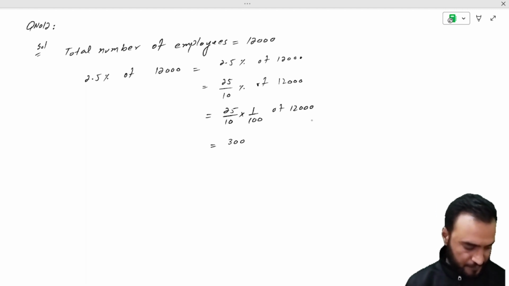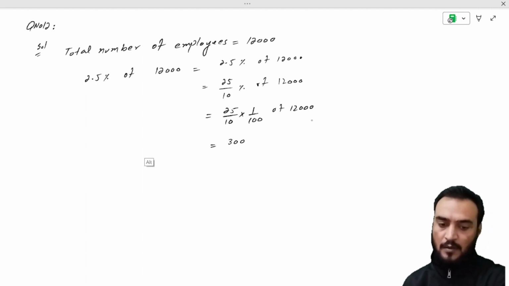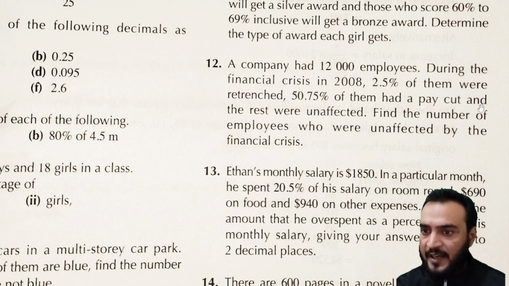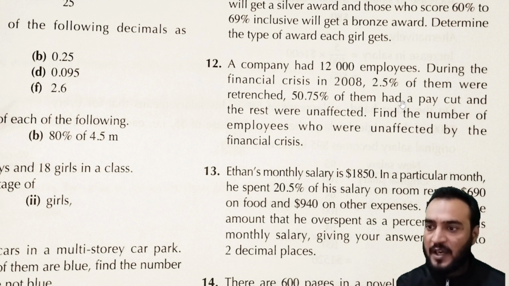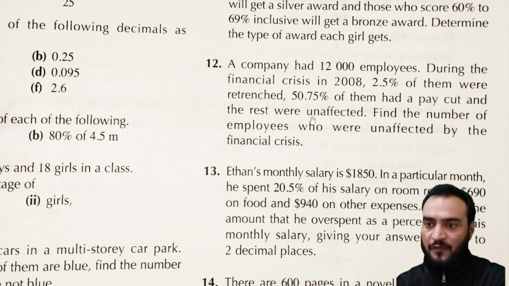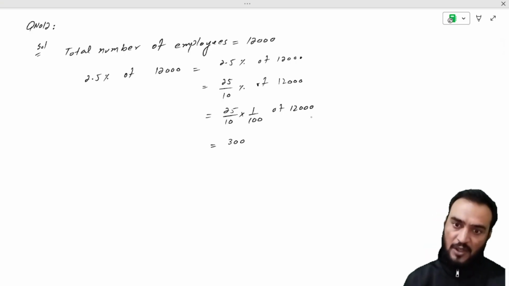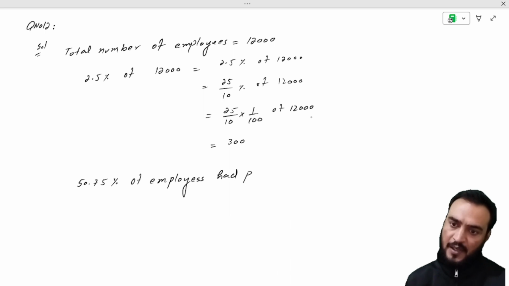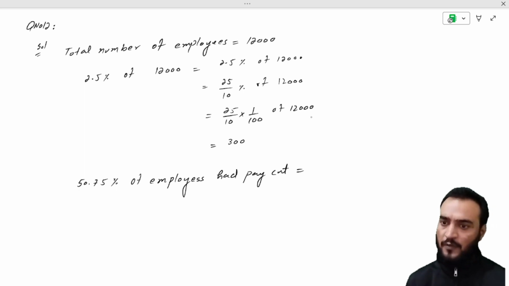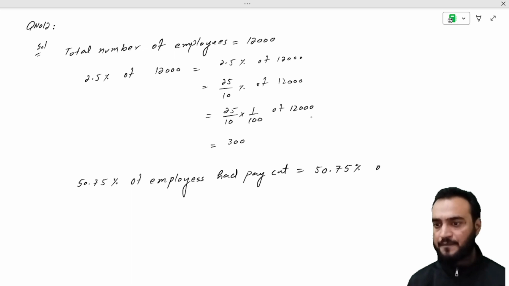Now next is the number of employees who had a pay cut. There are 50.75% of the employees who had a pay cut. So the total number of employees is 12,000, in which 50.75% of employees had a pay cut. So we find 50.75% of 12,000, because the total number of employees is 12,000.